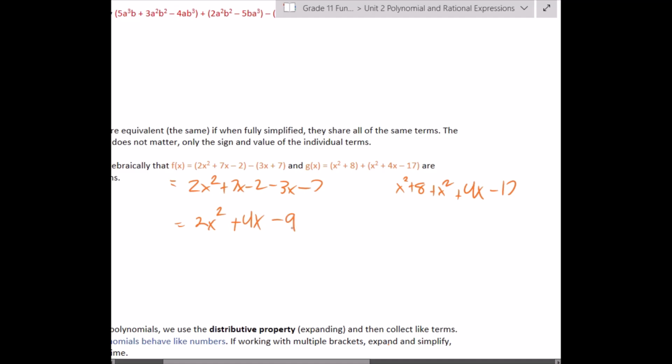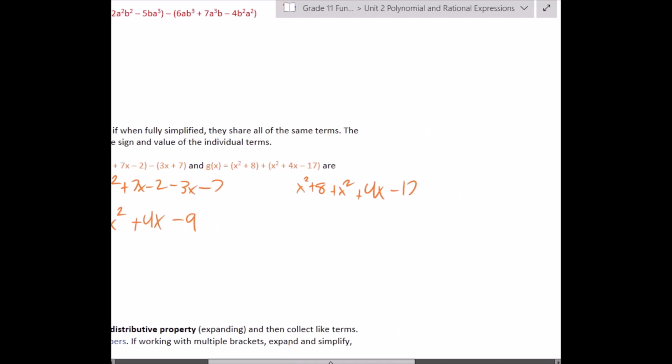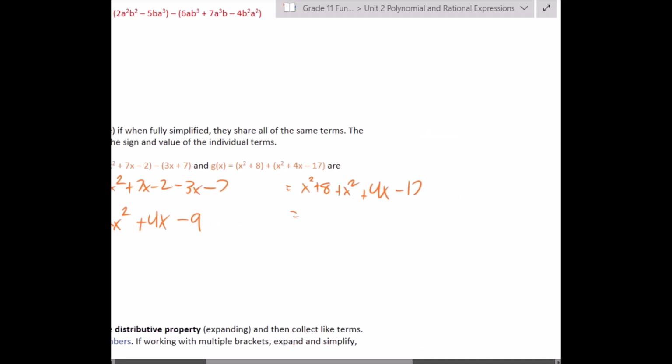And then with g of x, we have x squared plus x squared, that's 2x squared. And then we have plus 4x, so being alone, and we have plus 8 minus 17 being minus 9. So we can therefore say that f of x does in fact equal g of x.